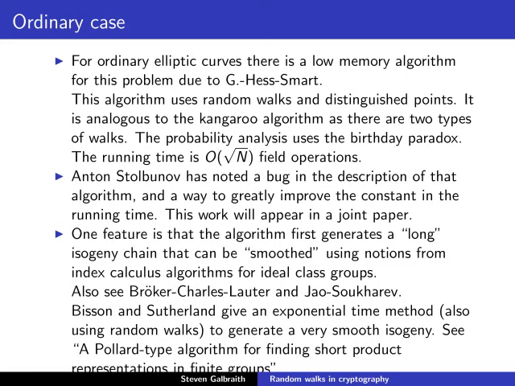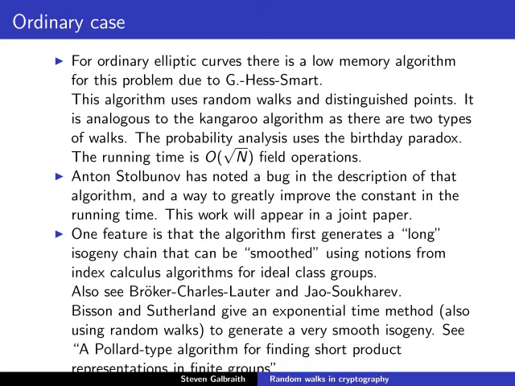So it's exactly this second type of walk. You've got walks coming from one side, you could call them the tame ones, and walks coming from another side, you call them the wild ones, and when the tame and the wild collide, you've got a path through the graph. So that's what I'm saying here. Analyzed using the birthday paradox.